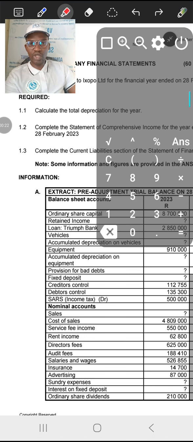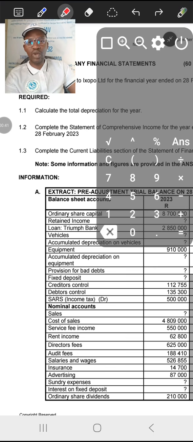So today we're going to be doing depreciation, looking at the 1 rand value method. I hope you're gonna enjoy. I just said let me share my face before we go any further, so you know who is tutoring you.